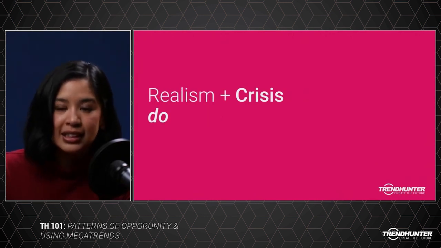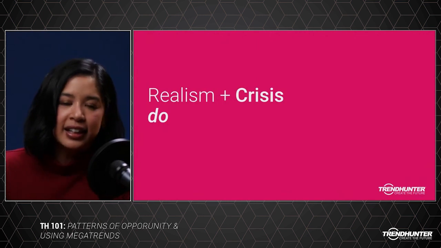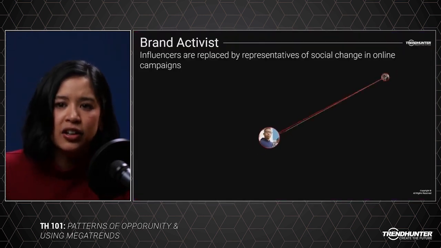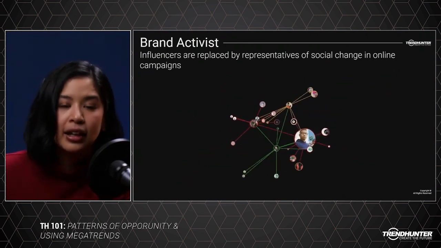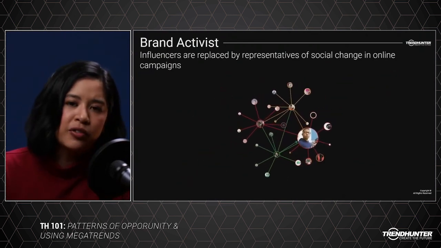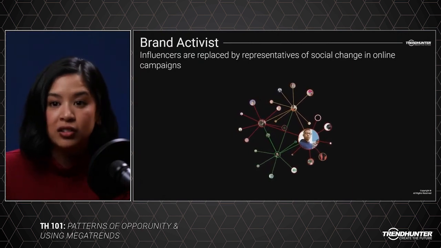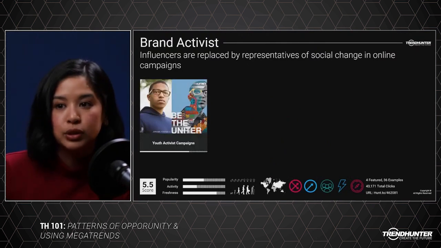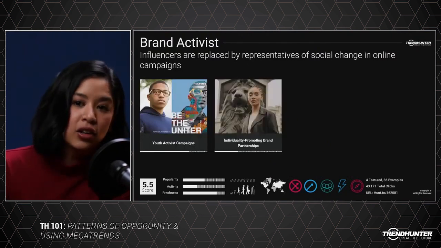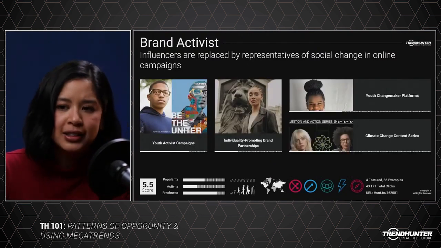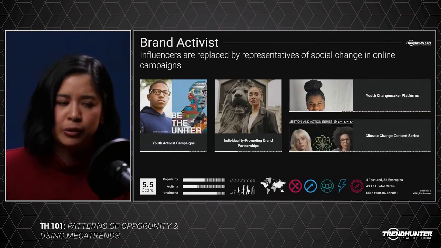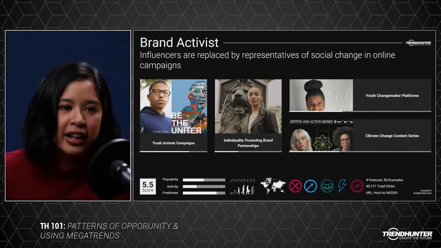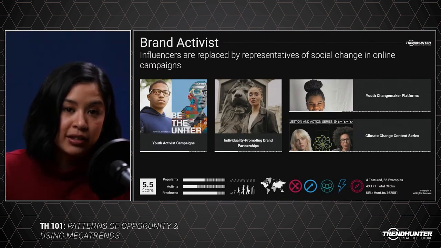What does mix is realism and crisis. In times of chaos and crisis, people want information. They want to feel connected to other people in a very authentic way. And so one really great example of how we're seeing the world of influencers evolve is with brand activists. Here we see influencers replaced by representatives of social change in online campaigns, to move beyond this idea that we should aspire to be more fit, more happy, and have more beautiful closets, and instead look at how we can all be agents of change in a positive way.